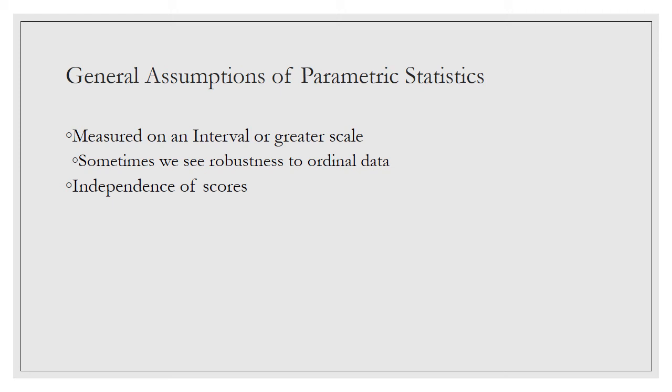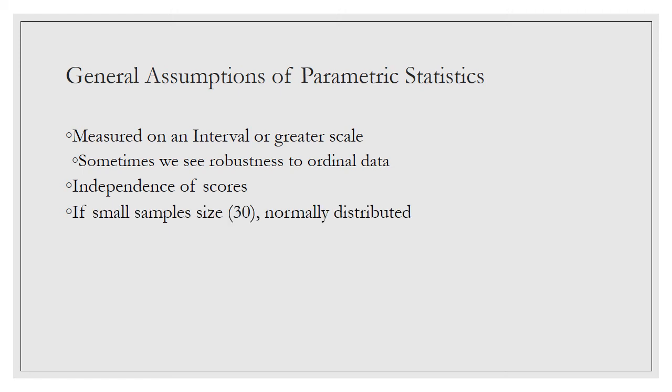We expect independence of scores. This just means that our observed scores are independent of each other. So if one person's in group 1, that same person isn't in group 2. There's an exception to this when we talk about dependent measures or repeated measures, but we account for this in the statistic. So for most of our parametric statistics, we expect that independence assumption to be upheld.